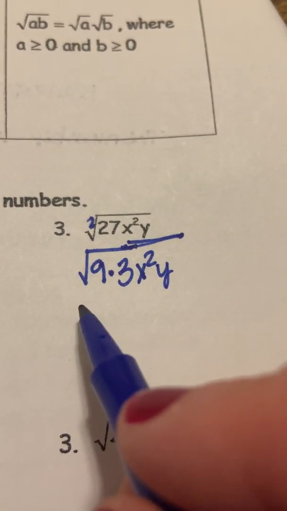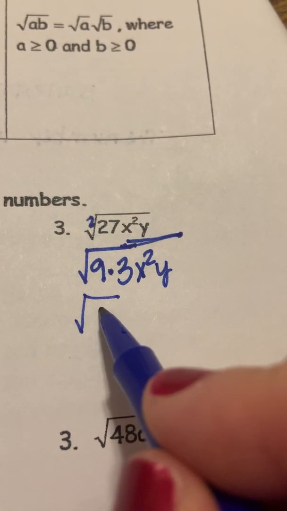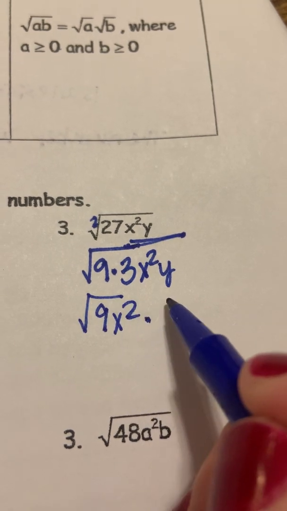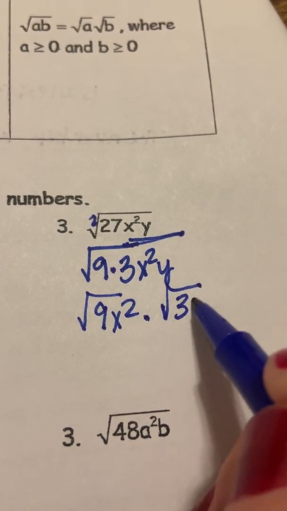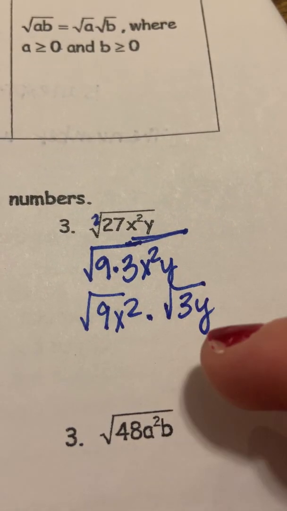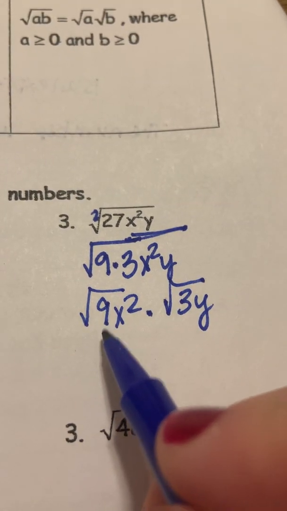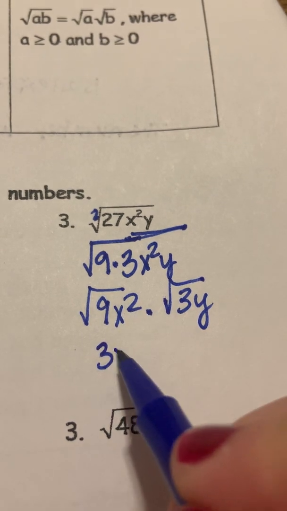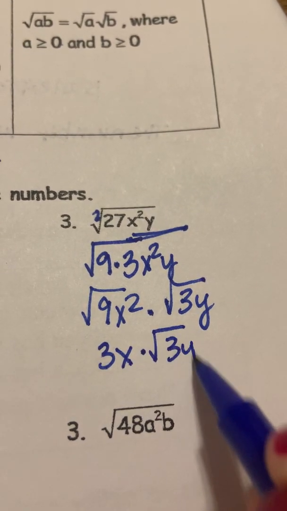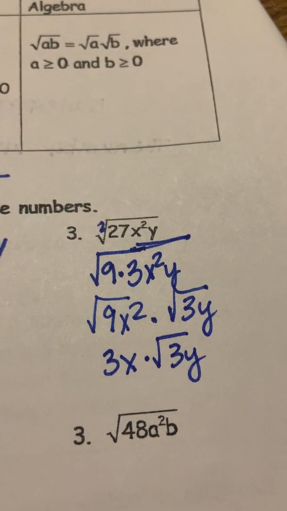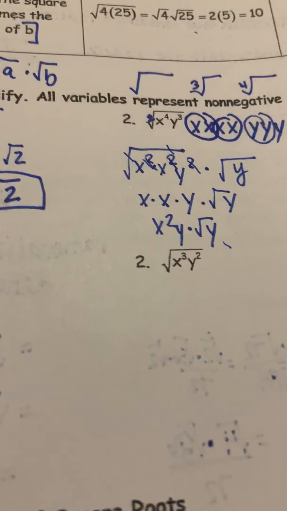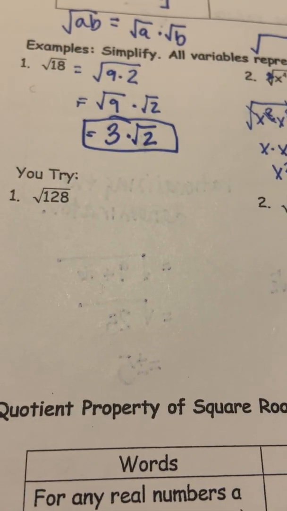So let's move out our ones that are perfect squares, which is 9 and x squared. And then we're going to take the other one, the prime factor, and move it over here. So the 3 and the y. The square root of 9 is 3. The square root of x squared is x. And I'm going to leave it just like that. Okay, so now for you to try, we're going to pause the video at this time.